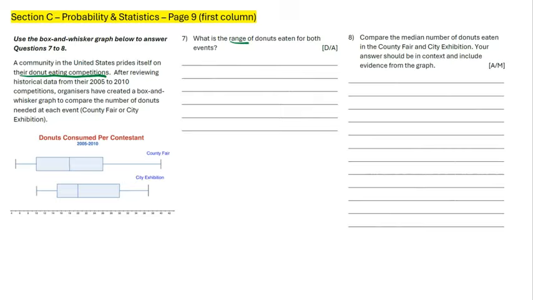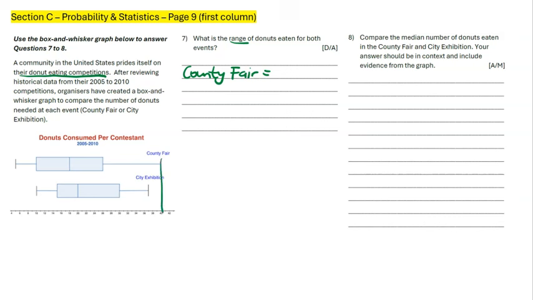So this one, the range by itself is probably a developing mark because it's a pretty easy skill, but because you've been asked to do both of them, that's 2 calculations back to back, and reading the numbers off the graph, which is a skill in itself, probably pushes it up to achieved. So let's do the county fair first. Remember, you're doing maximum minus minimum.